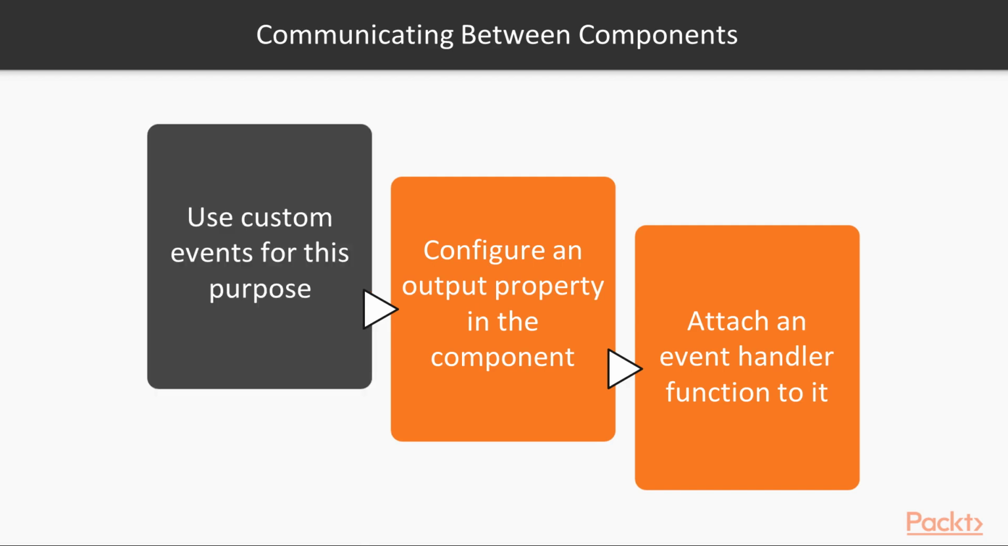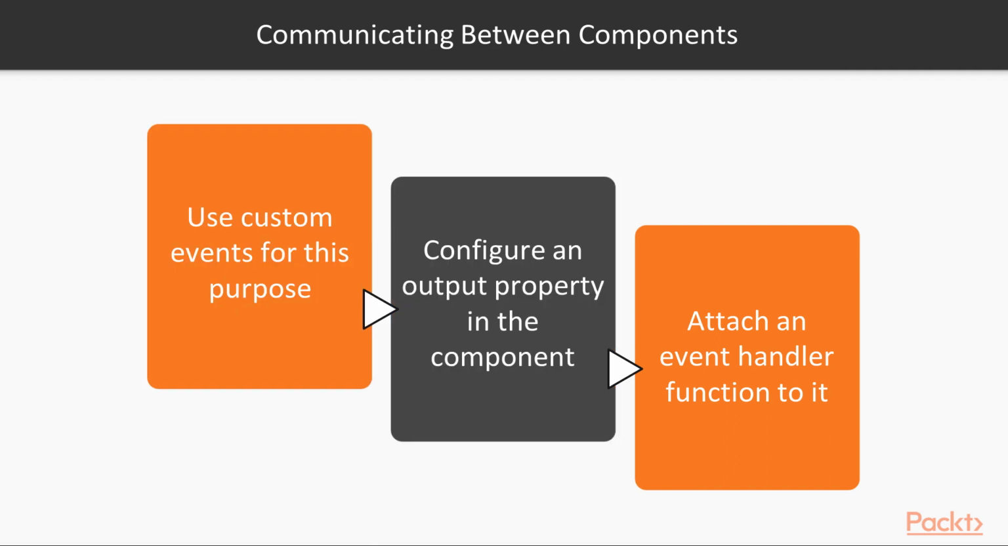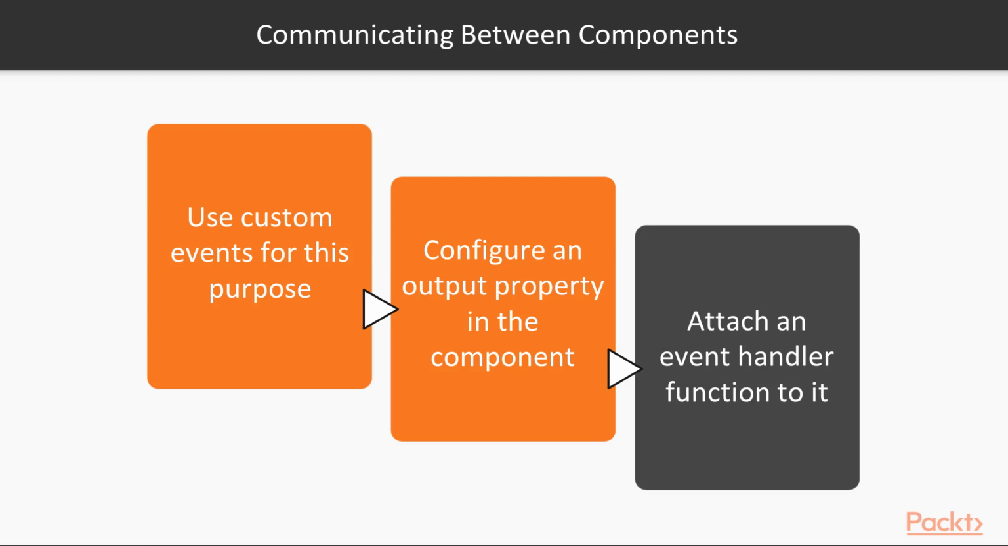Now that our child component is being configured by its parent component, how can we achieve communication from the child to the parent? This is where custom events come to the rescue. In order to create proper event bindings, we just need to configure an output property in our component and attach an event handler function to it.